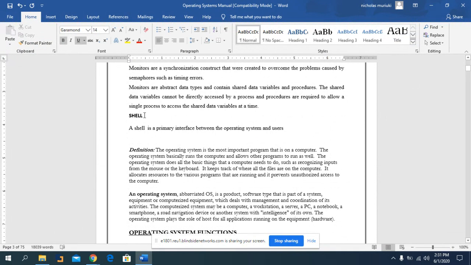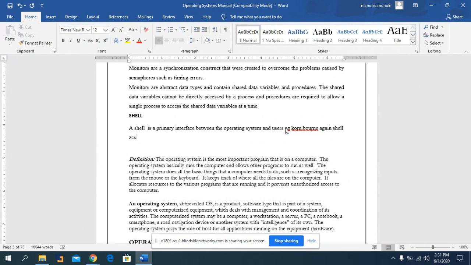Then we have a shell, which is a primary interface between operating system and users. So in most cases, we have shells like, e.g., we have Korn shell, then we have Bourne Again shell, then we have Zsh shell, etc., which are mostly creating some platform that the users can be able to interact with. So the moment you're using an operating system, mostly this operating system is creating an interface that the user can be able to communicate with.